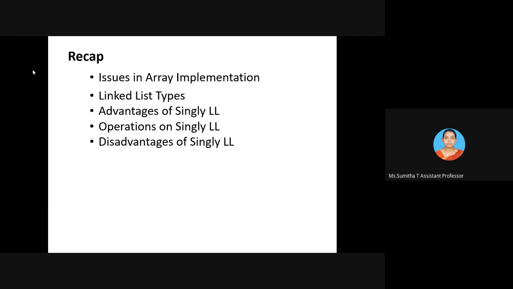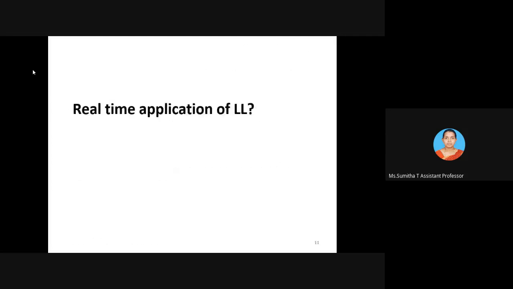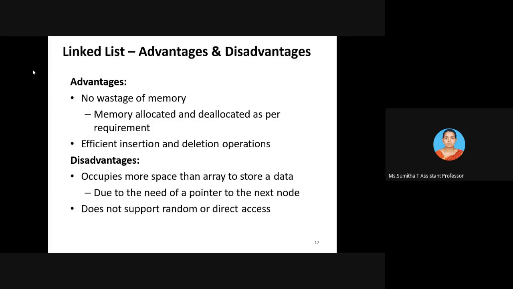Linked list. In this linked list, we have discussed three types, right? What are they? Singly, doubly, circular. Okay, fine. Then we have discussed the operations on linked list, right? And what about the advantages and disadvantages of linked list? So what is the advantage in a linked list?